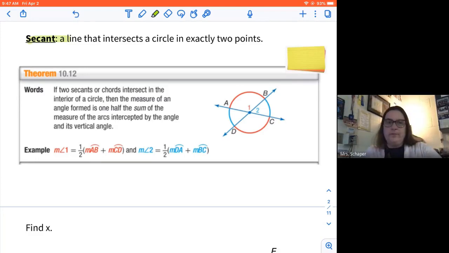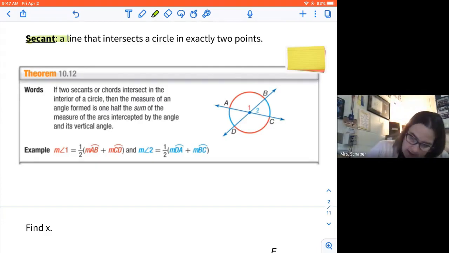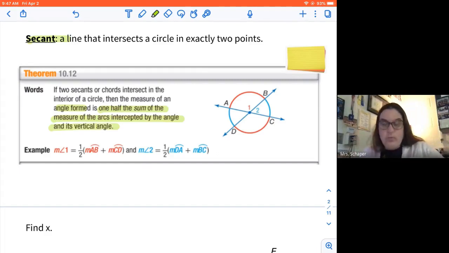Goes through the circle. All right. They intersect the interior of the circle. If two secants, let me back up. If two secants intersect in a circle, the angle formed, let's highlight it, is 1/2 the sum of the measure of the arcs intercepted by the angle and its vertical angle. Oh, goodness, what does that mean?